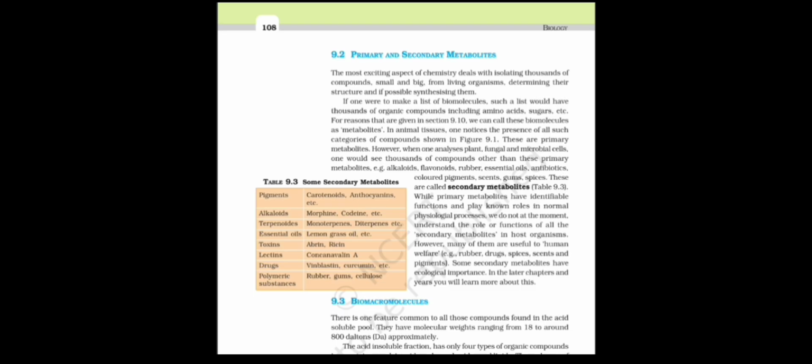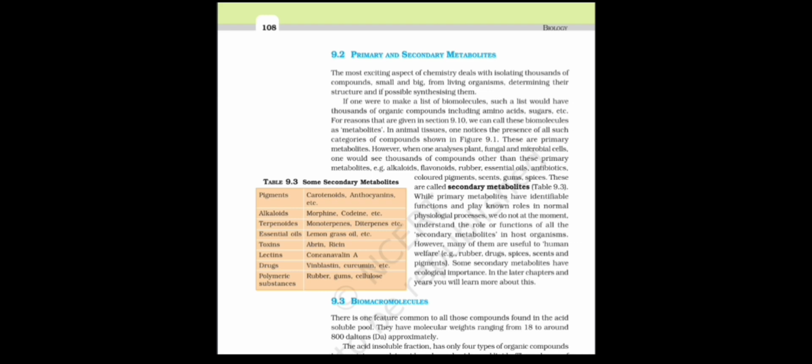In animal tissues, one notices the presence of all such categories of compounds shown in figure 9.1. These are primary metabolites. However, when one analyzes plant, fungal and microbial cells, one would see thousands of compounds other than these primary metabolites. Examples: alkaloids, flavonoids, rubber, essential oils, antibiotics, colored pigments, scents, gums, spices. These are called secondary metabolites. While primary metabolites have identifiable functions and play known roles in normal physiological processes, we do not at the moment understand the role or functions of all the secondary metabolites in host organisms.